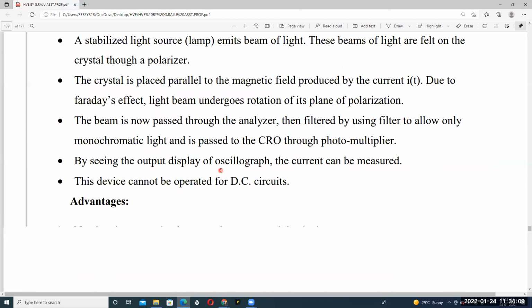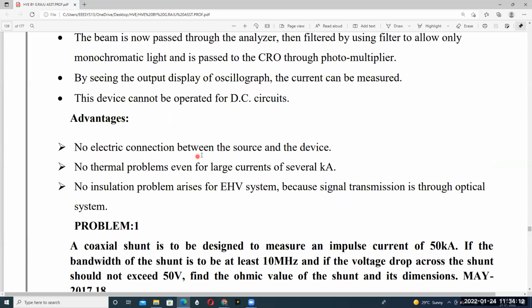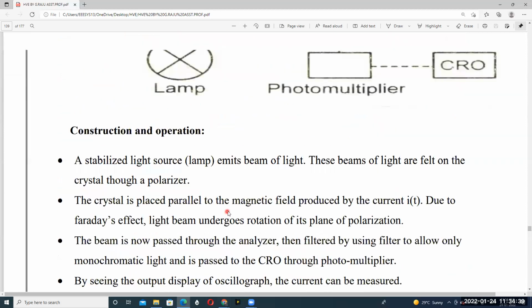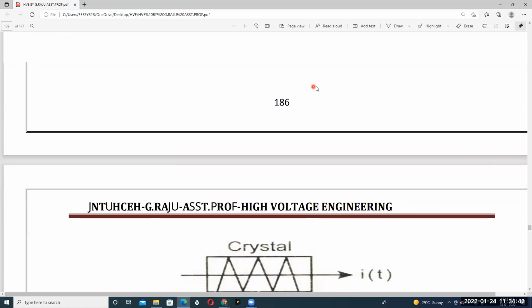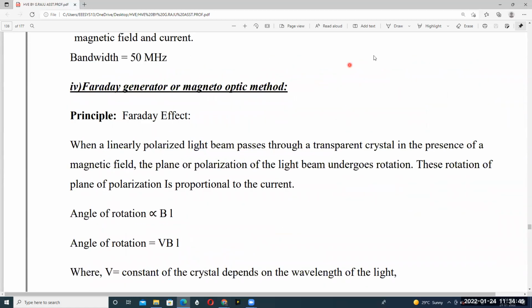Next, the advantages: there is no electric connection between the source and the device. There are no thermal problems even for large currents of several kiloamps, and no insulation problems arise for extra high voltage systems, because the signal is transmitted through an optical system. These are some of the advantages of this method. This is about the Faraday generator or magneto optic method for measurement of high voltage, high current.